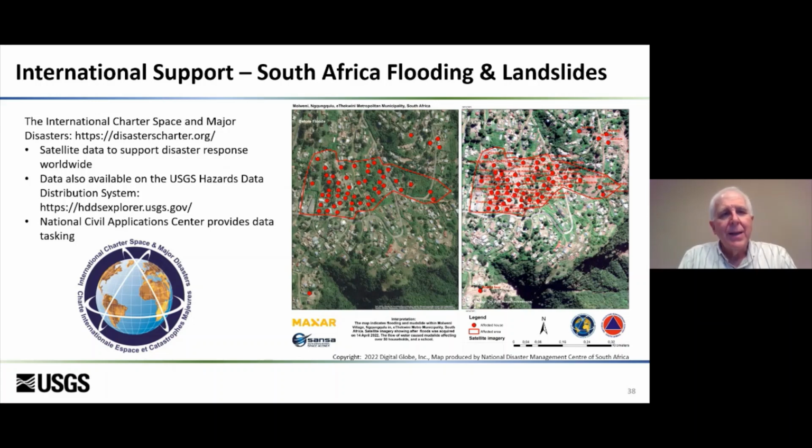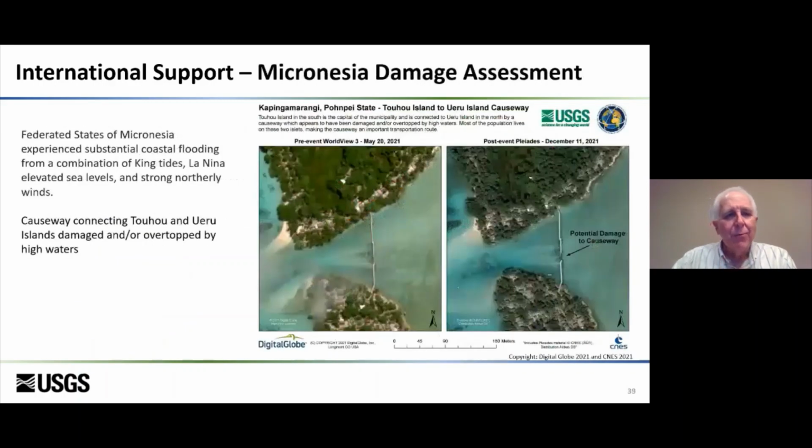This is an example of South Africa, which experienced some terrible flooding and landslides, again, a before and after image, so you can track the damage. This is an example from Micronesia that experienced some severe coastal flooding that damaged a causeway that connected two of their more populated islands. And so you can see the damage to the causeway. Oops, gotta get my cursor right about there, is the damage to the causeway.